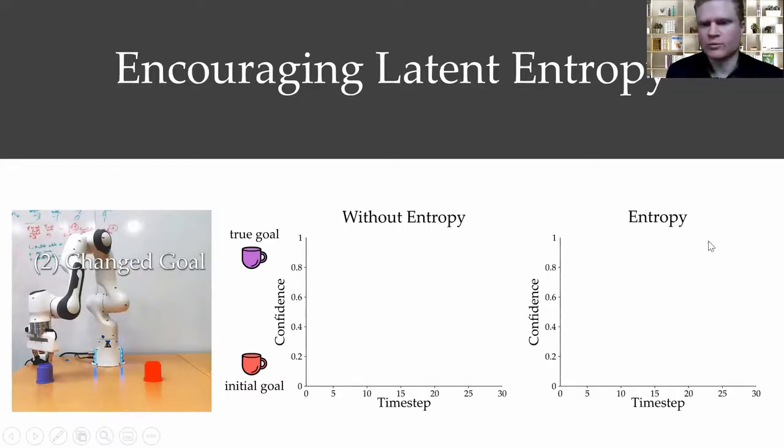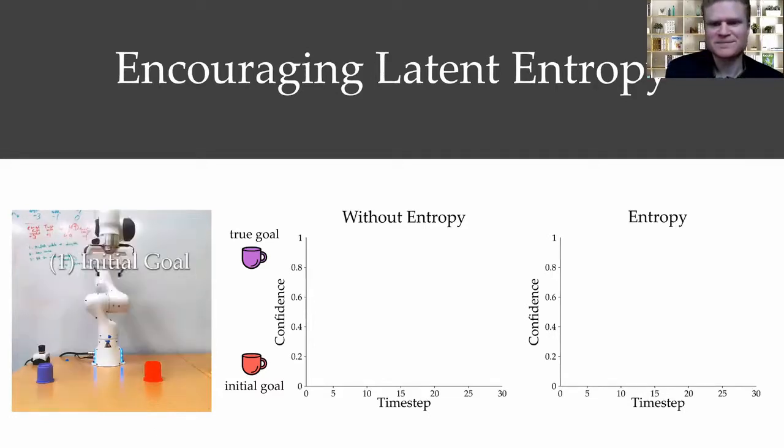So in these plots on the right, we're going to compare two different sorts of latent spaces. One where we just focus on minimizing reconstruction loss, so that we can accurately perform the actions shown in the training set. The second one is going to be one that also encourages entropy, so that there's some disparity between these actions and being able to reach different goals. On the x-axis, you'll see time, and on the y-axis is confidence. When confidence is 0, that means the robot is sure that it should be reaching the red cup. And when confidence is 1, the robot is sure that it should be reaching the purple cup.